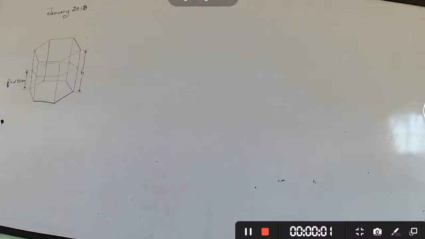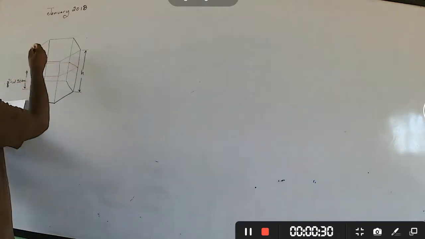All right. This question is taken from January 2018, question 5b. As I said earlier, you did 5a last week. Now in 5a, you had to show that the area of EFGH is 65 centimeters squared. You did that last week.